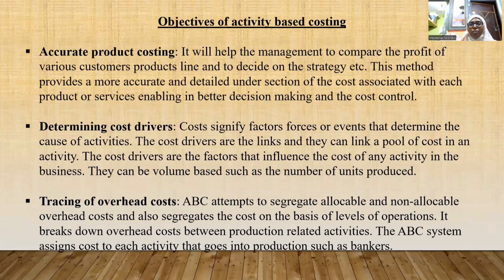So let us know the objectives of activity-based costing. The first one is accurate product costing. It will help the management to compare the profit of the various customer product lines in the company, and it also helps to decide the strategy which should be effectively followed in the company. This method provides a more accurate and detailed understanding of the cost associated with each product or service. It enables better decision making and also cost control in the organization.